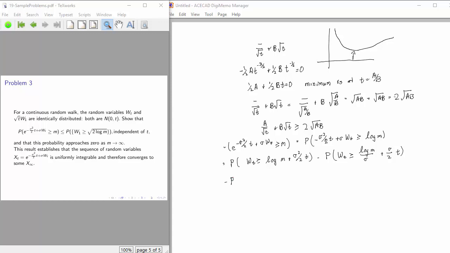Since w sub t has the same distribution as the square root of t times w1, this is also the probability that the square root of t times w1 is greater than or equal to log m over sigma plus sigma over 2 times t. And now I can get rid of that square root of t. This is the probability that w1, hey, that's something I know about, that standard normal, is greater than or equal to log m over sigma times the square root of t plus sigma over 2 times the square root of t.